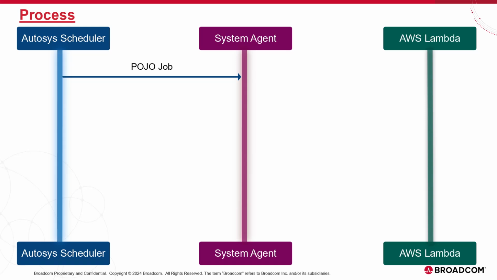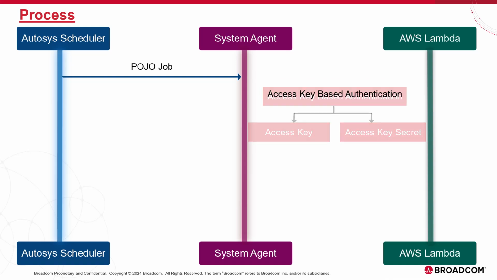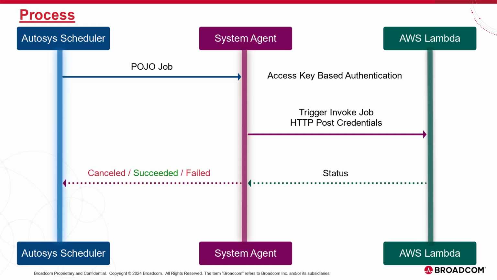In this video, we are using access key-based authentication, which uses a combination of an access key and an access key secret. Once authenticated, the agent submits the job to the AWS Lambda server as a POST request. The AWS Lambda server identifies the matching job and executes it. The job execution returns a JSON response which contains the execution details. Subsequently, upon the job's execution, the job status in AutoSys is updated accordingly to either canceled, succeeded, or failed.